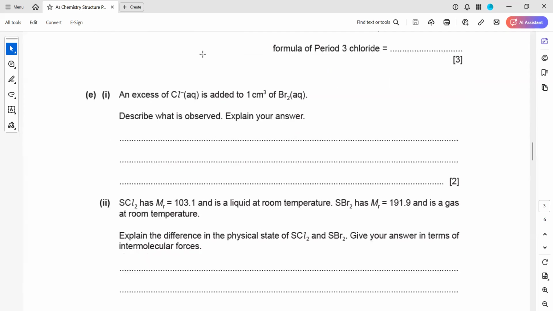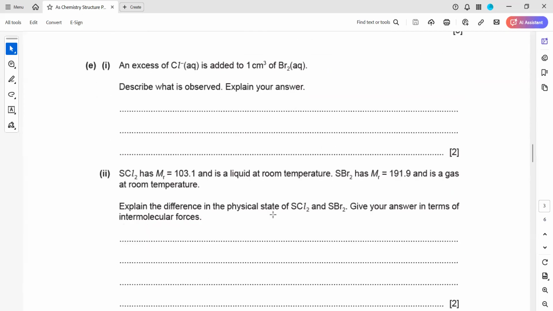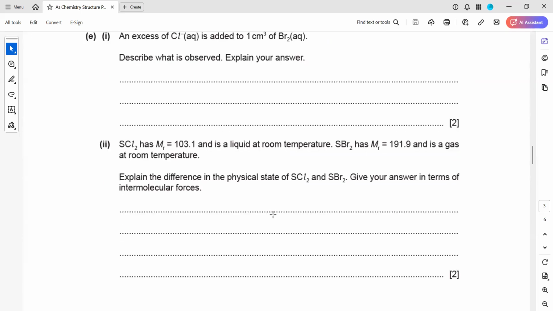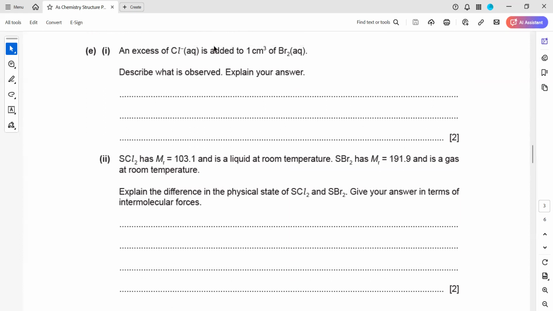In part E, any doubt? E1 and 2? E2: An excess of a chloride ion is added to bromine. Describe what is observed. Okay, I will discuss both parts.